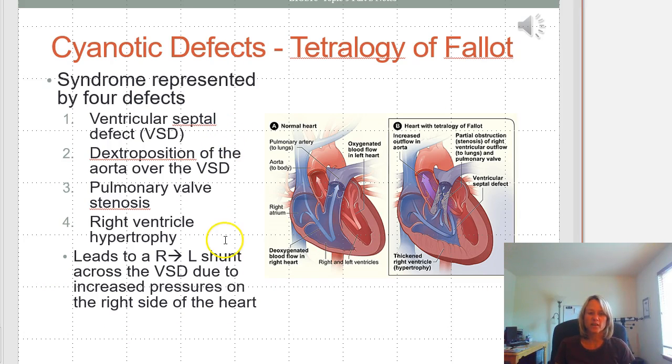Okay, so now we're going to look at a couple cyanotic defects. One is tetralogy of Fallot. In this syndrome, we have 4 defects that occur together that's going to cause a cyanotic defect. It's going to cause a right to left shunt.